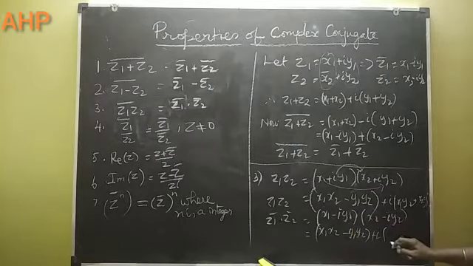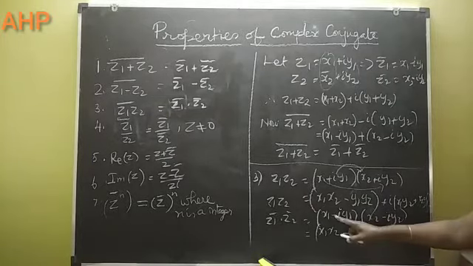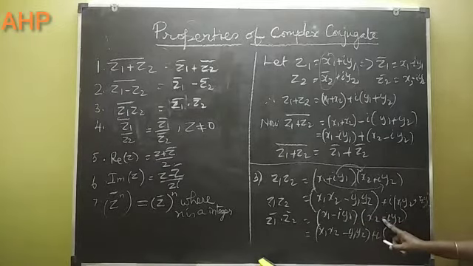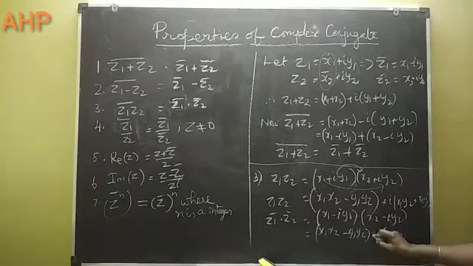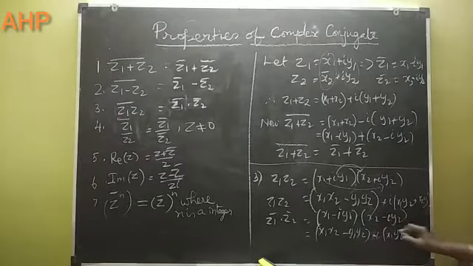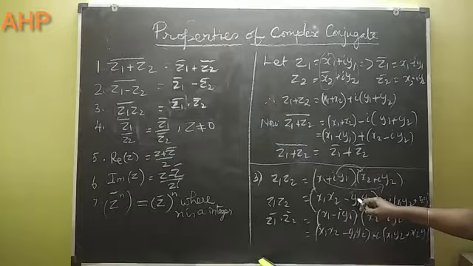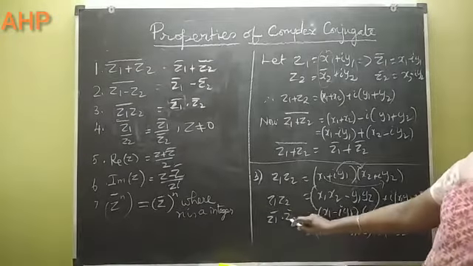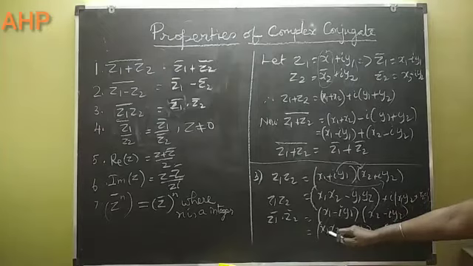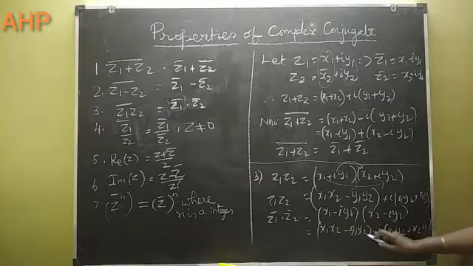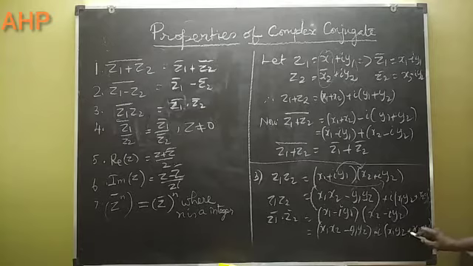minus i into x1 y2 plus x2 y1. So here x1 x2 minus y1 y2. So z1 bar into z2 bar is equal to x1 x2 minus y1 y2 minus i into x1 y2 plus x2 y1. This is 1.